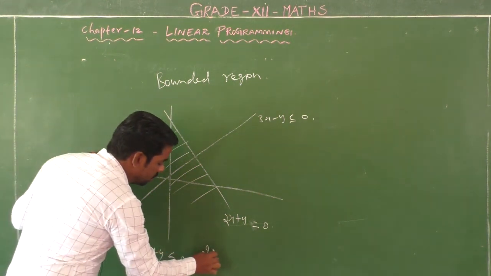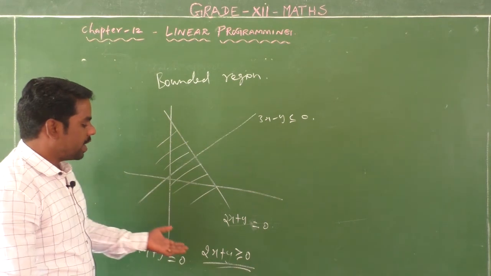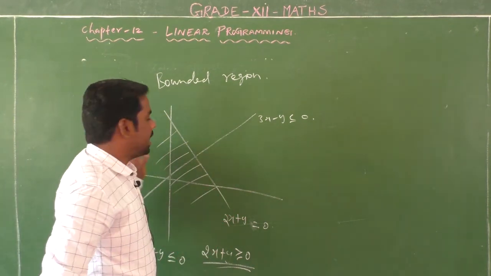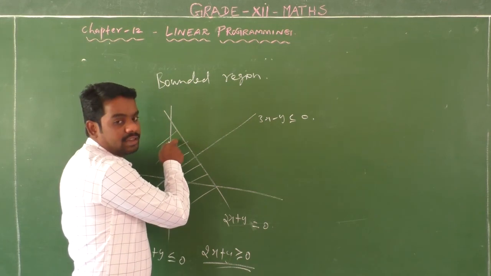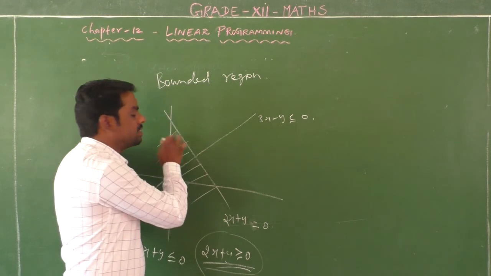So suppose 2x plus y is greater than or equal to 0, the given constraint is 2x plus y is greater than or equal to 0. Then take any point on this region, substitute this value, this inequality is satisfied, so the required region is this.